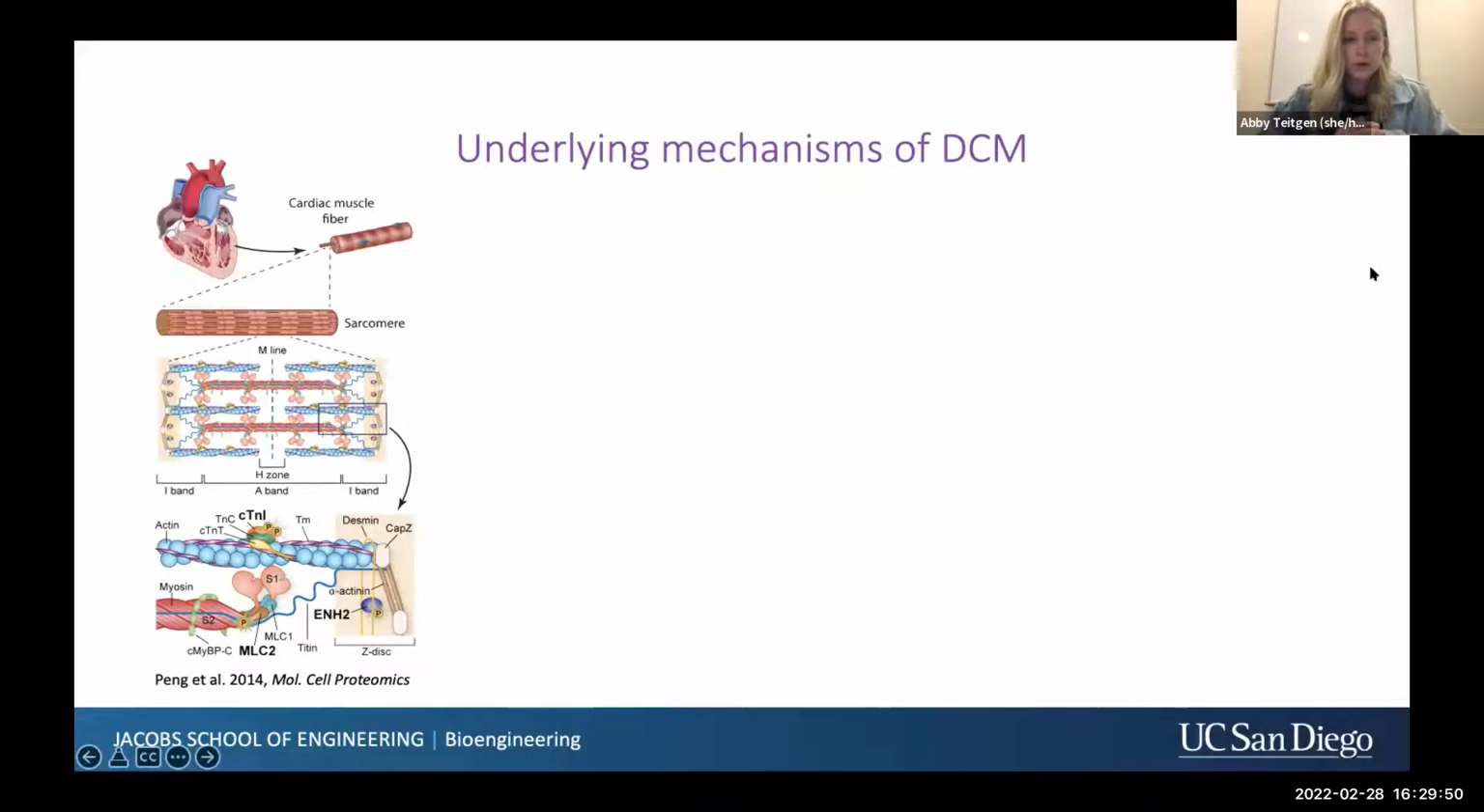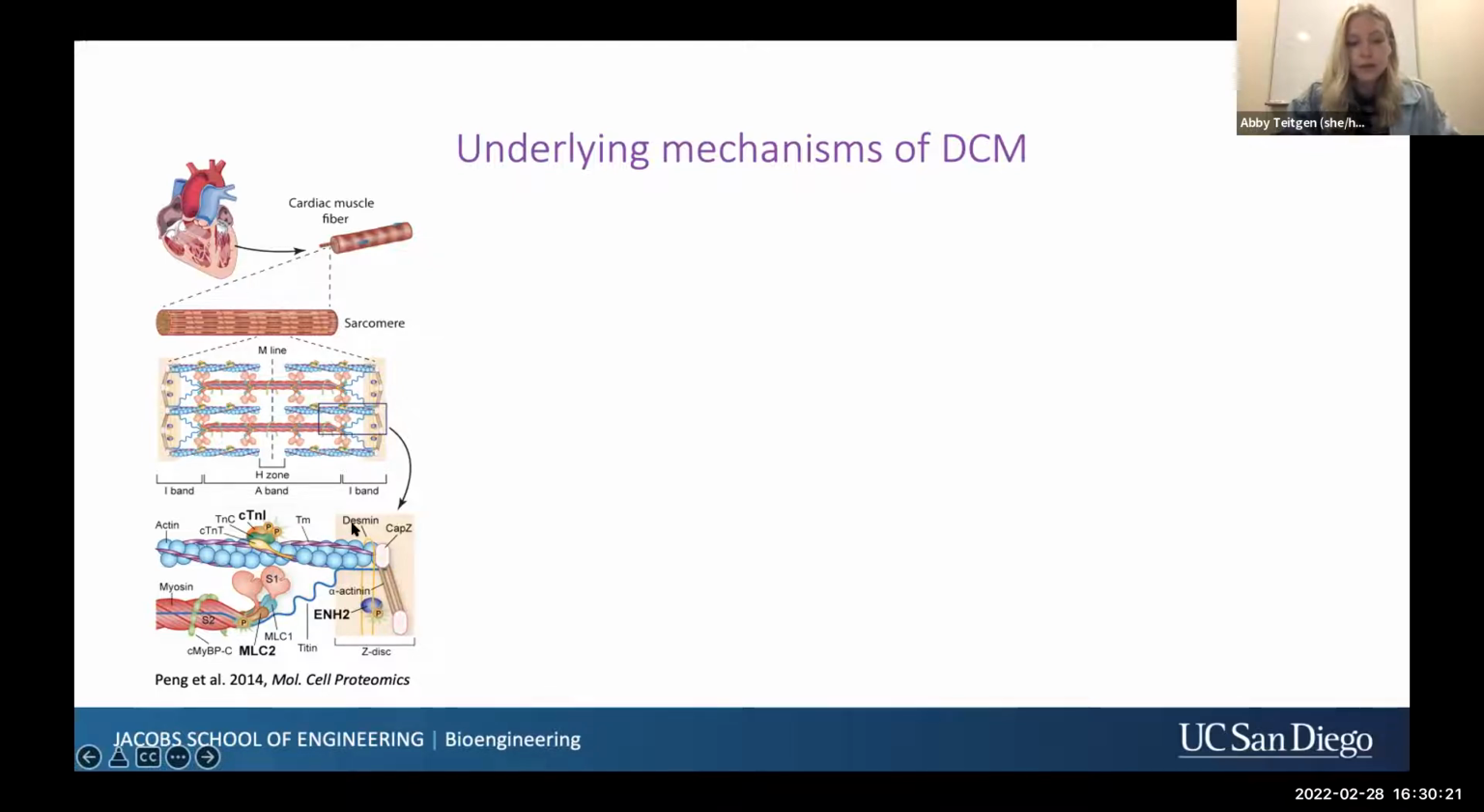For those of you who don't study the heart, the fundamental contractile unit of the heart is the sarcomere, and this contains thick and thin filaments. The thick filaments here are shown in pink, and the thin filaments are in blue. The thick filaments are myosin, and the thin filaments are predominantly actin. We also have a number of different regulatory proteins on the thin filament. So we have troponin here, and then we have tropomyosin, which is the purple protein.